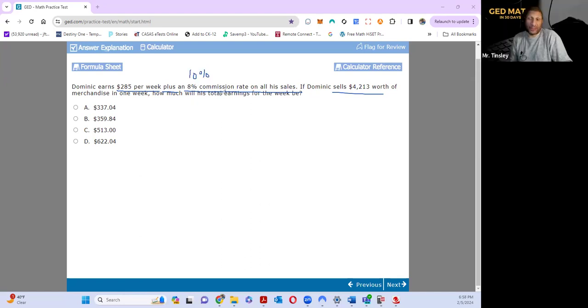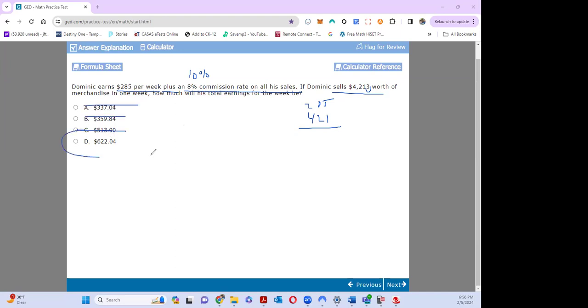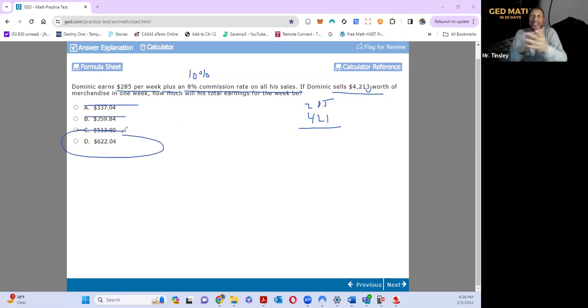I know 10% because Mr. Tennessee showed me how to do 10%. That's easy. Just move my decimal point. So I know it's 421. That's too much. It's going to be a little less than that, plus my 285. So I already know I'm about $600 or $700, right? Bank, bank, bank. I got my answer. I'm done. I didn't even do the work. I just estimated. Now, how would you do it algebraically? Let me show you. Grab my calculator.